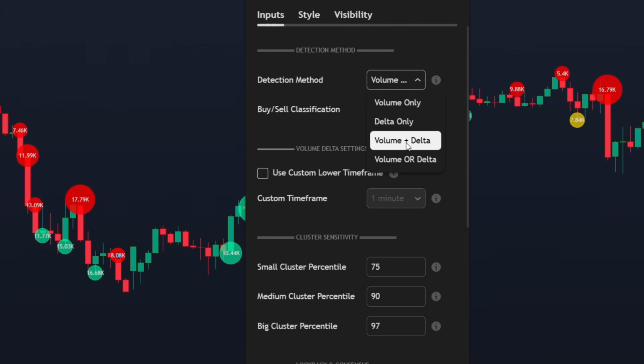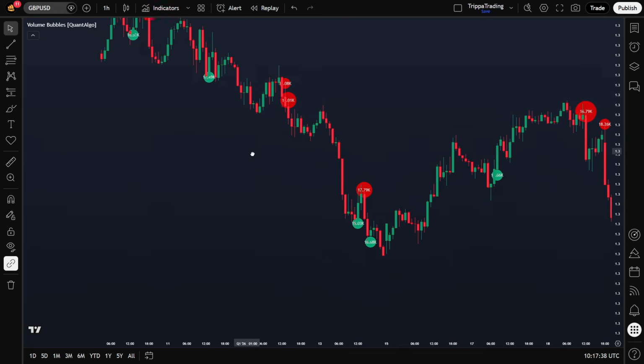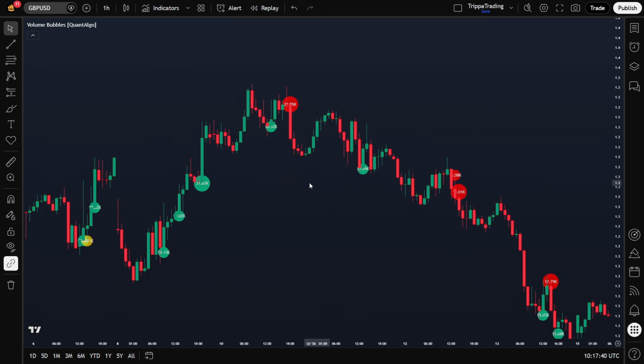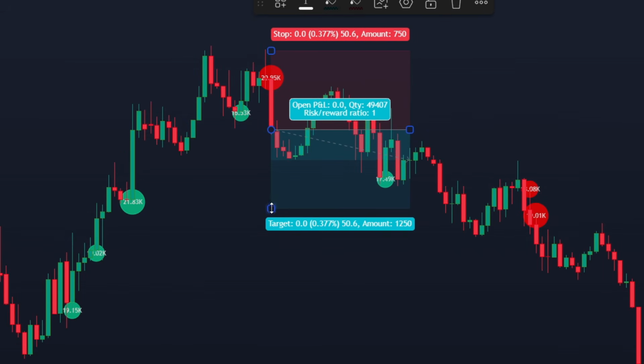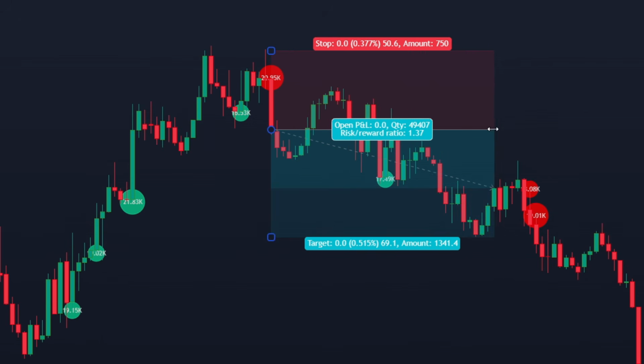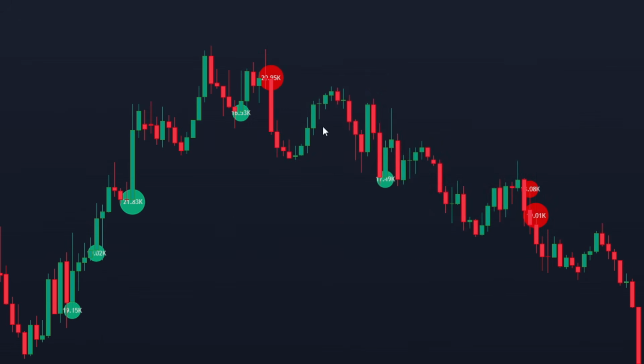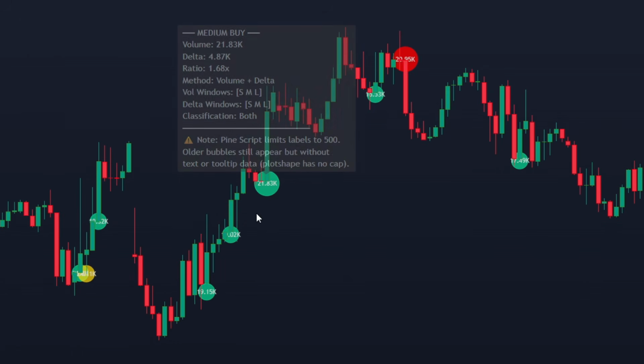The third method is volume and delta. This is the strictest method of all four. Here, both conditions must be strong at the same time. Total volume must be statistically high, and directional volume must also be statistically strong. If one of those is missing, the bubble will not appear.